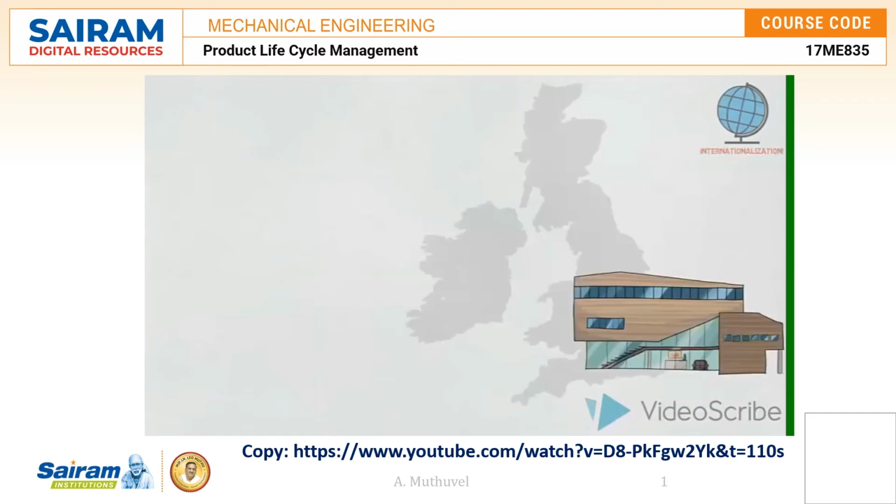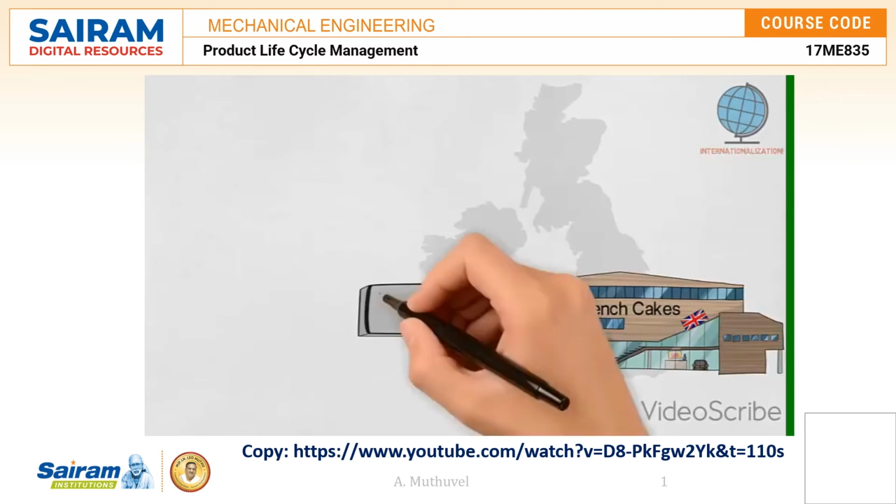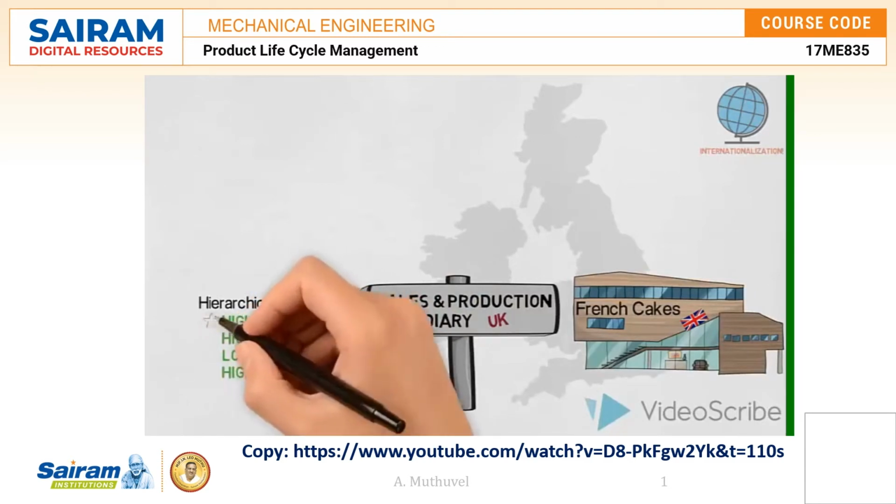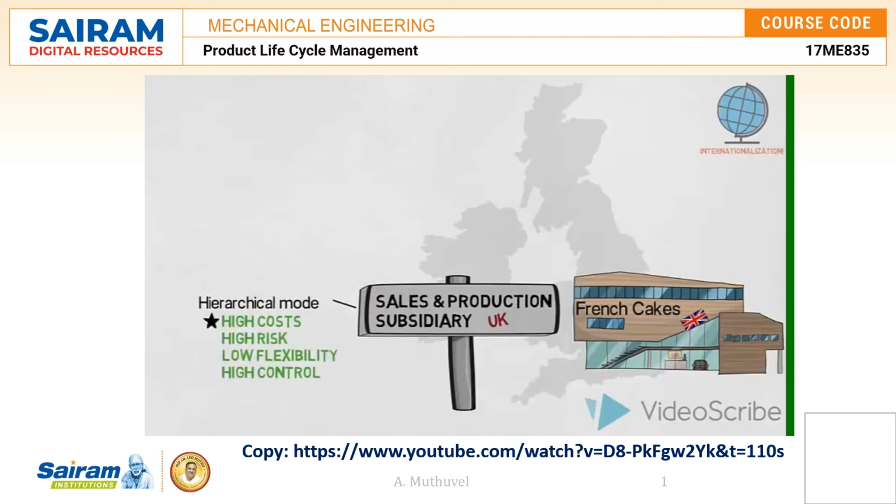French Cakes have set their eyes on the UK, and their initial idea is to enter the country by setting up a sales and production subsidiary in the UK. The characteristics of hierarchical modes are: high setup costs. A production site and sales force carry a large investment. High risk, as there is no guarantee that the initial large investment will pay off. A low level of flexibility, as the large investment will make it difficult to quickly pull the plug on the UK adventure should business not prove to be as successful as hoped.